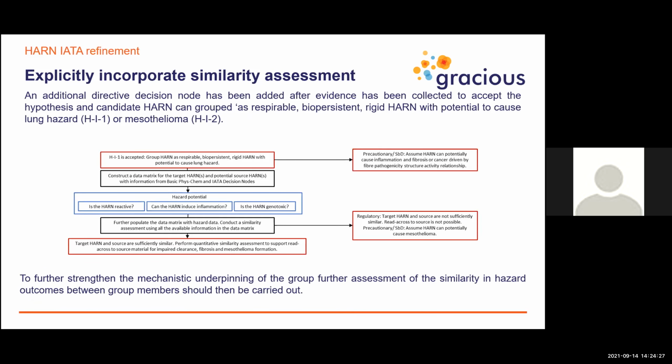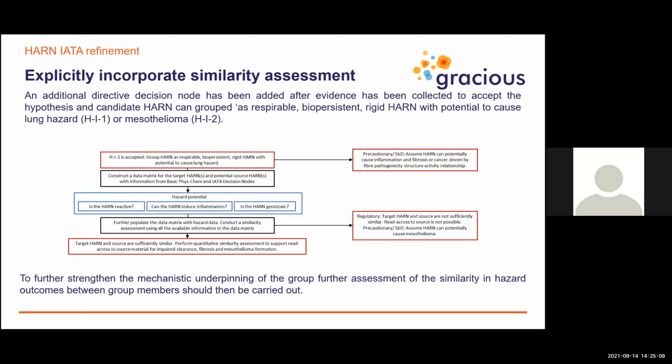Finally, we also identified the need to more explicitly set out how to proceed through a similarity assessment once you have established your preliminary group. I believe this is actually largely relevant across all of our IATA. So we included an additional directive decision node after the acceptance of grouping as a respirable biopersistent rigid HARN, which prompts the user to construct a data matrix for the target and source material for all basic information, and also all of the IATA questions. And then this will form the basis of your similarity assessment.